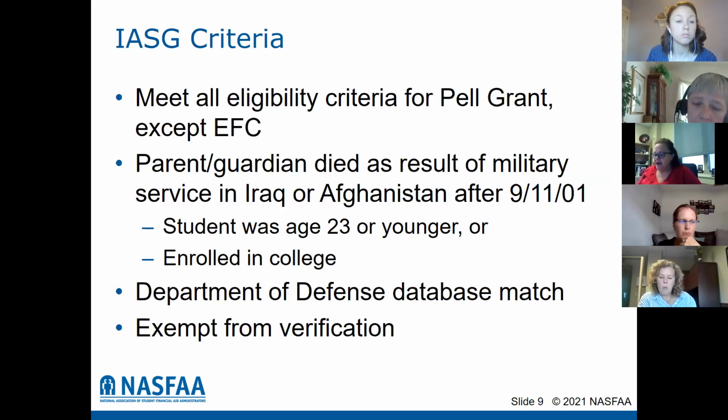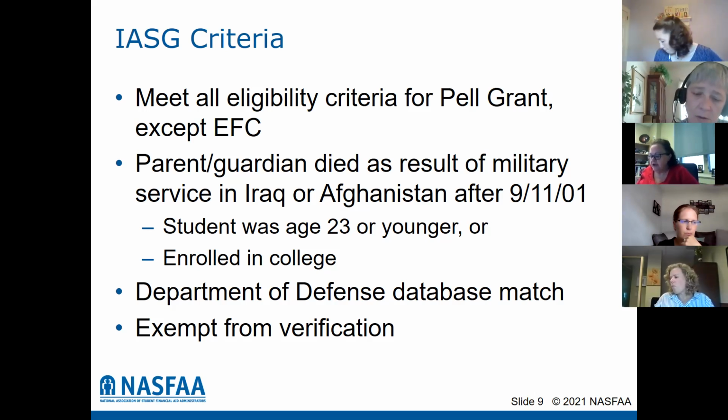The IASG criteria, again, you meet all the criteria for Pell except EFC. So that's the important line on there. You meet all the eligibility criteria for Pell except EFC. So EFC is the one time they take that out of there. So basically you can still get this grant, but you don't have to have the Pell eligibility criteria.